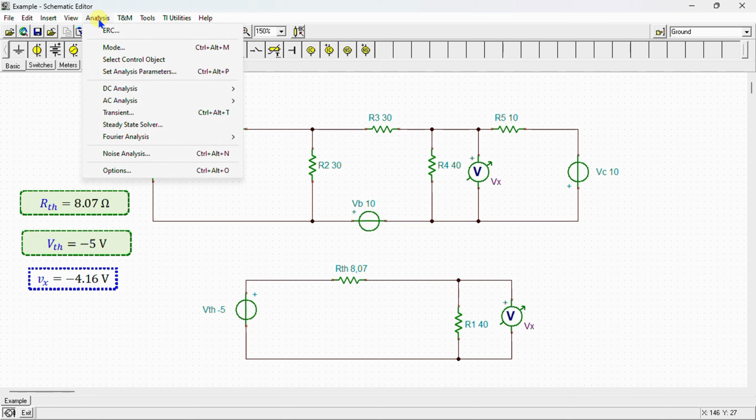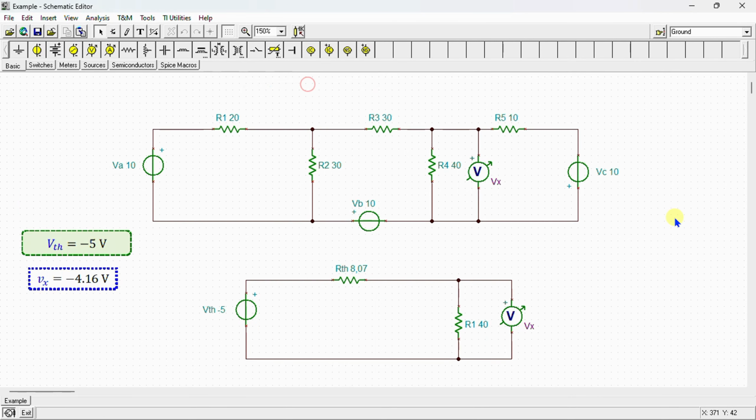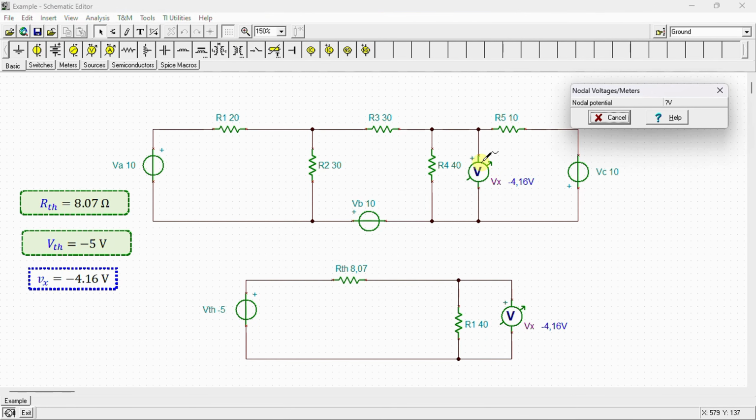Let's move on to analysis. They say analysis, calculate nodal voltage. We can see here that the voltage Vx across the resistor R4 is equal to negative 4.16 volt in the original circuit and is equal to negative 4.16 volt in the Thevenin's equivalent circuit. From the simulation, it becomes clear that the voltage Vx is similar when using both the original circuit and the Thevenin's equivalent circuit. This similarity validates the correctness of our calculations.